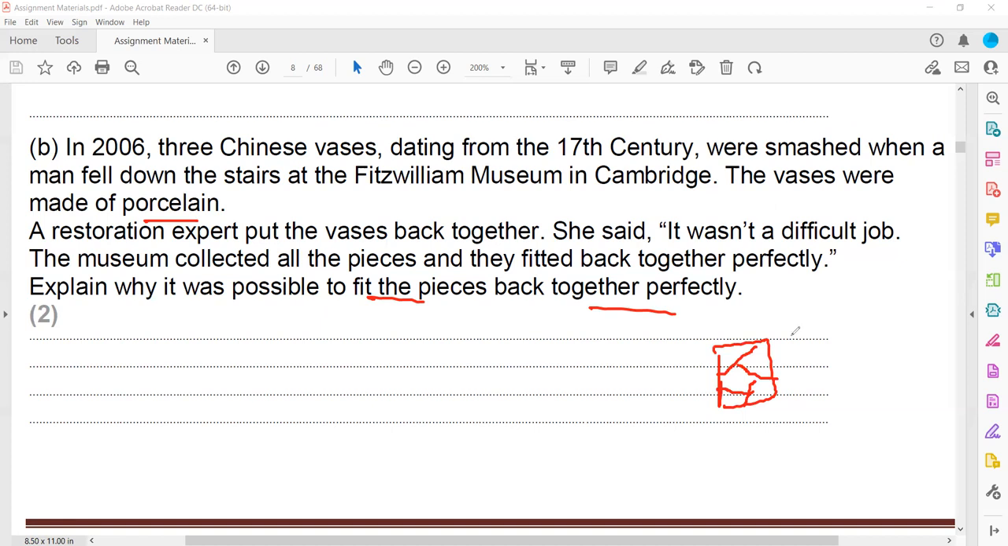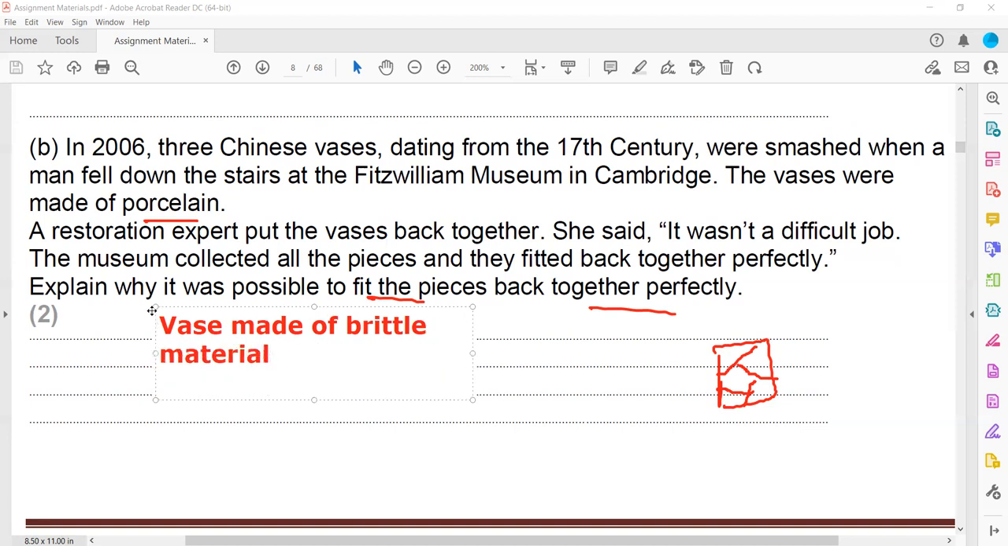That's why, if a brittle object breaks down, the particles in the small pieces do not undergo any large deformation, so we can fix them together. So why is it possible to fit the pieces back together? The answer here is that the vase is made of brittle material, and as a result, the pieces undergo no or little plastic deformation.